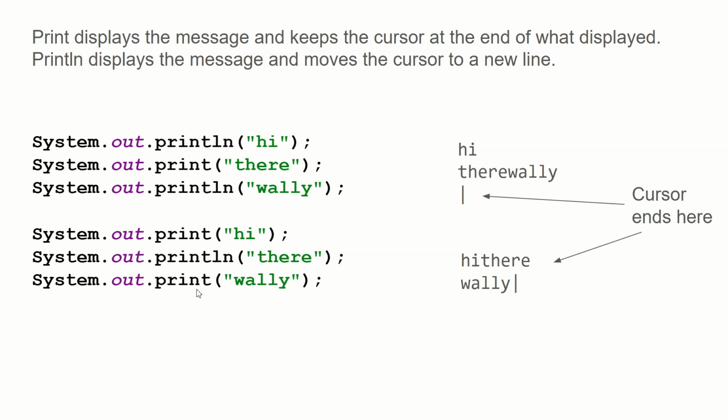To contrast, for this one, we display hi, keep the cursor where it is, then display there on the same line as hi, and then because println, we move to the next line at the end of there. Then print displays Wally, and because there's no println, the cursor remains at the end of the Y.